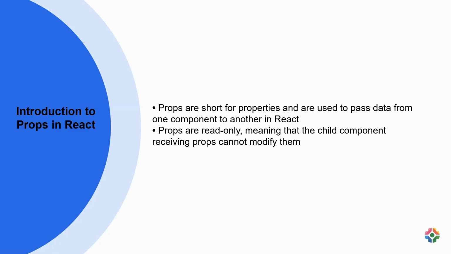For instance, a parent component may pass a username to a child component for display purposes. The child component can showcase this username but cannot change its value. This unidirectional data flow enhances predictability and helps maintain the application's state integrity.